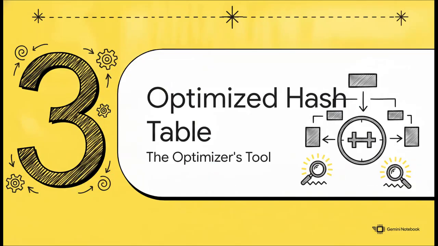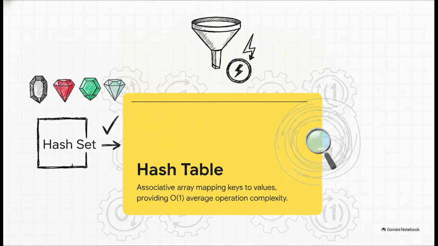Which brings us to section 3, the optimized hash table approach, the optimizer's tool. So this is where we bring in the specific data structure that's going to solve our bottleneck and completely transform our code's efficiency. We turn to the hash table. As defined by the Carnegie Mellon University Database Systems lecture notes, a hash table implements an associative array abstract data type that maps keys to values. But here is the real magic. It provides, on average, O of 1 operation complexity. That is an absolute game changer for this problem.